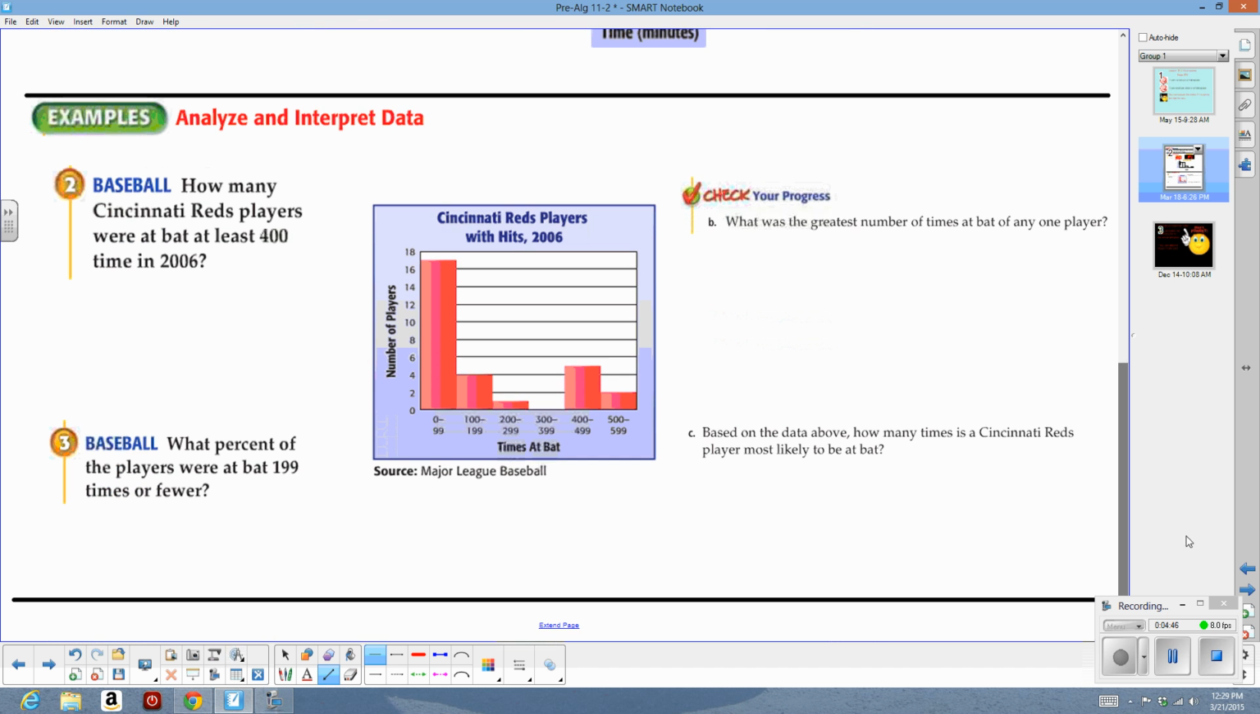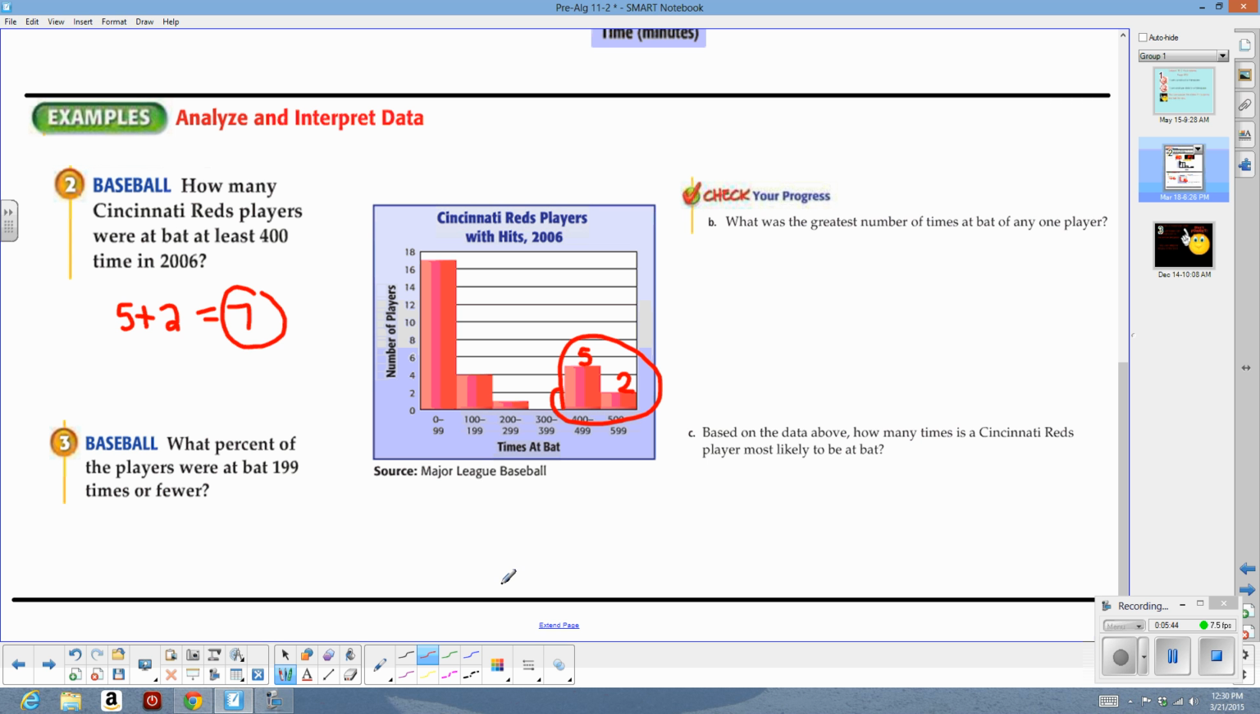Now our next examples have to do with analyzing and interpreting data in histograms. Question number 2 says, how many Cincinnati Reds players were at bat at least 400 times in 2016? So if we want at least 400 times, right over here was 400 or more. So this bar was representing 5 players, and this bar is representing 2 players. So the total number of players that were at least 400 would have been 5 plus 2, which equals 7. There were 7 players that were at bat at least 400 times.